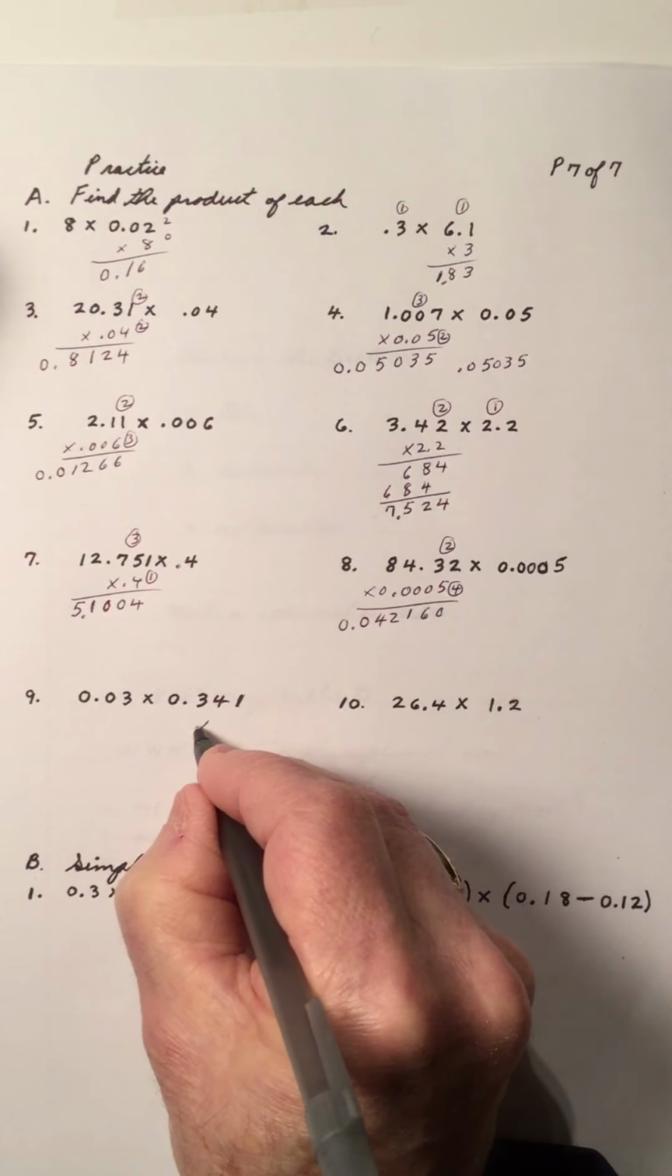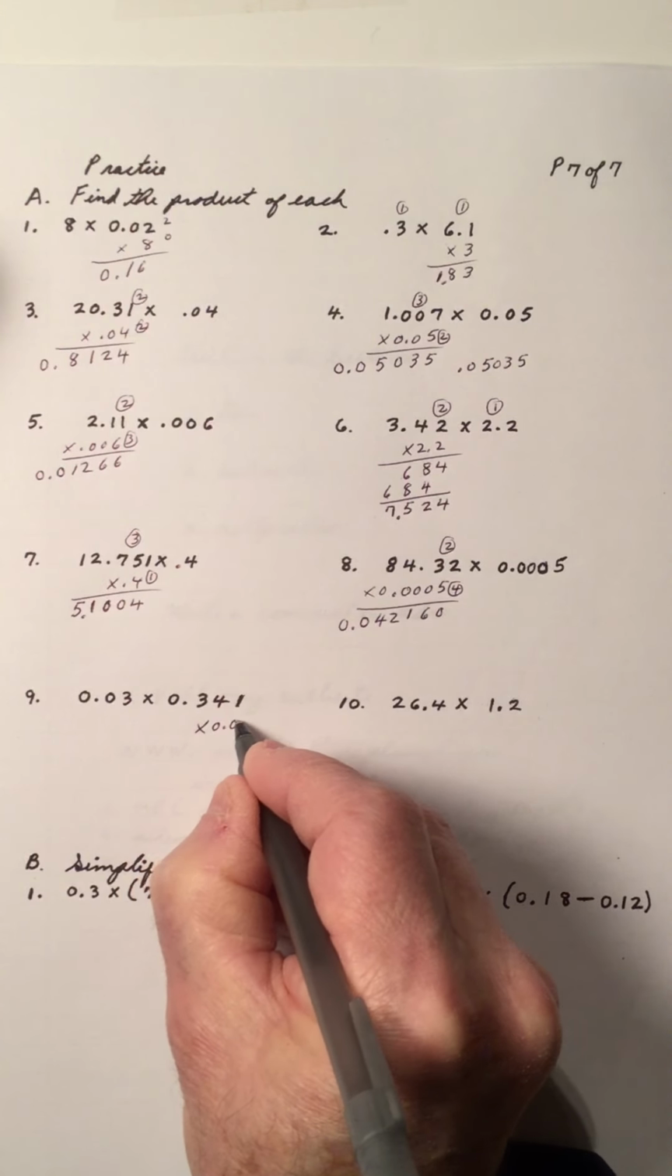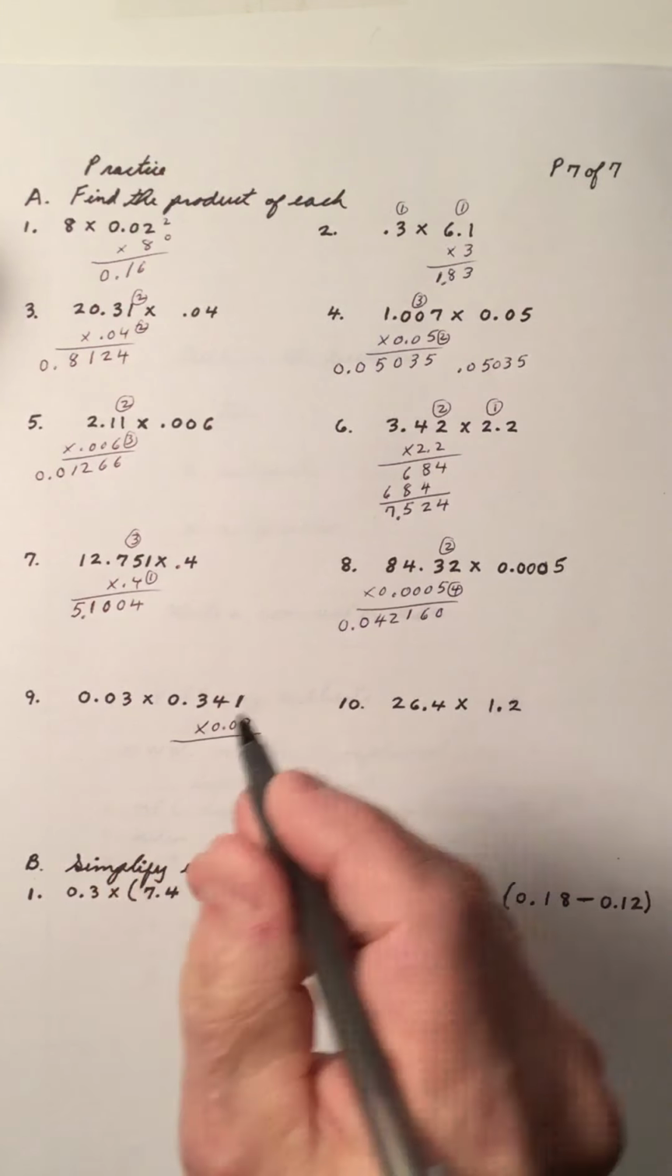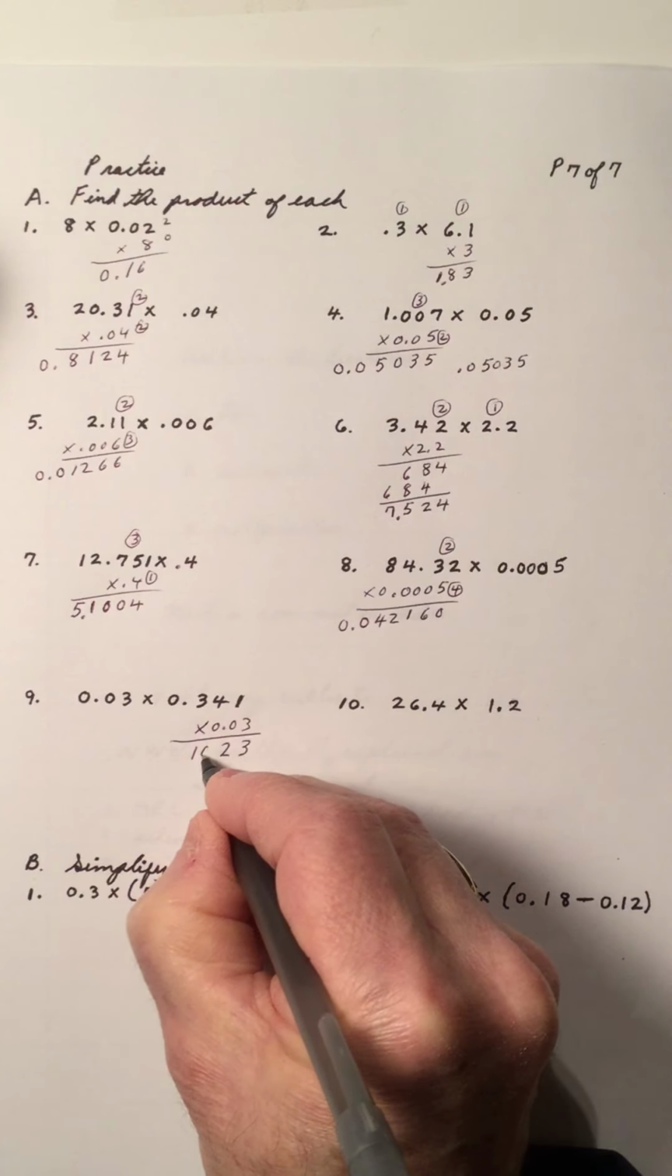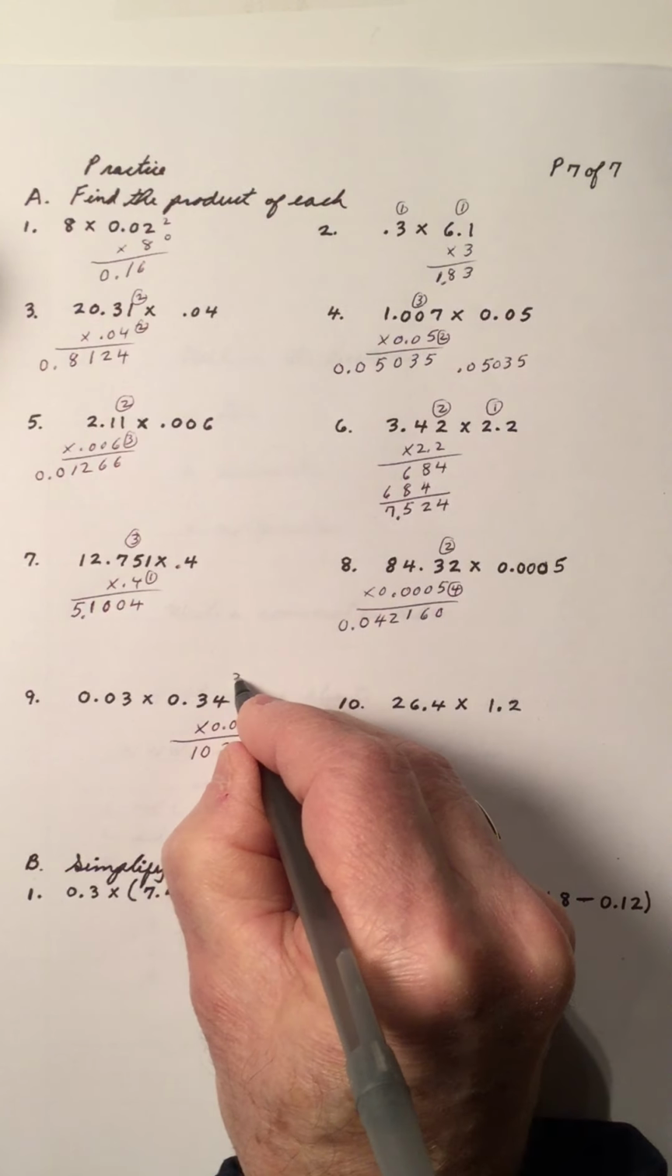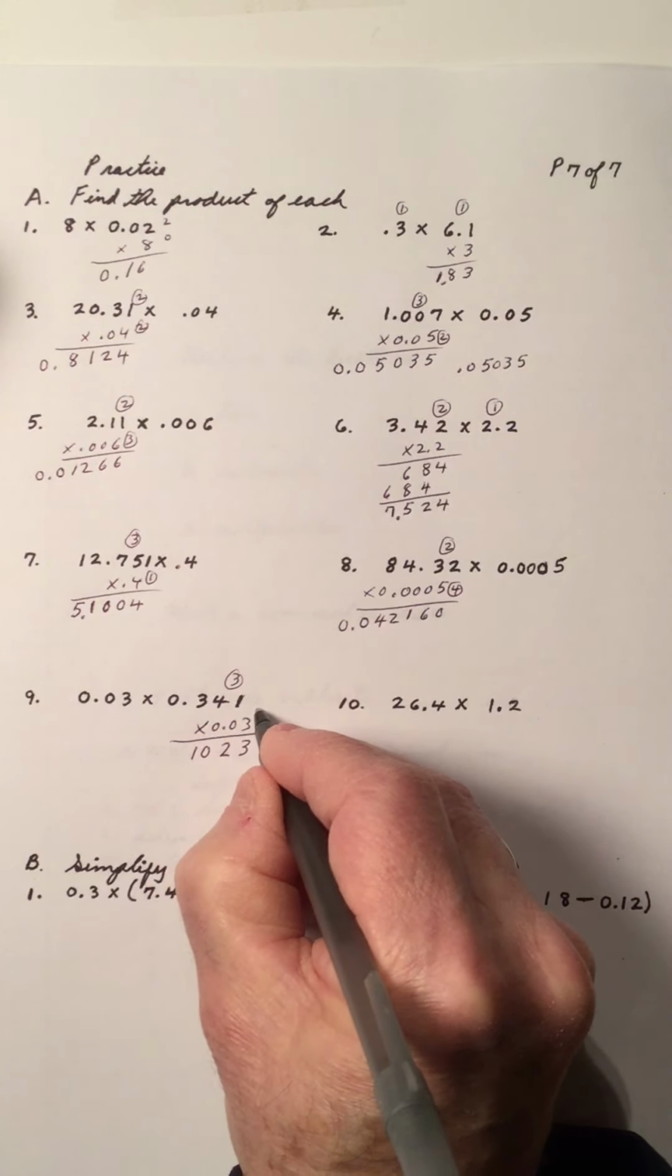And it's best to put the 0.03 on the bottom of here because you only have to multiply once. 3 times 1 is 3. 3 4s are 12. Carry your 1, 9, and 1 is 10. And there's 3 decimal places there in that one. 2 in that one. That's 5 altogether. So 1, 2, 3, 4, one more. Notice you have 5 places after the decimal to the right.